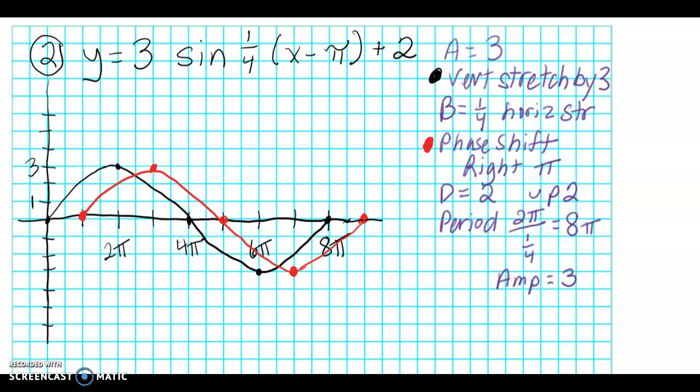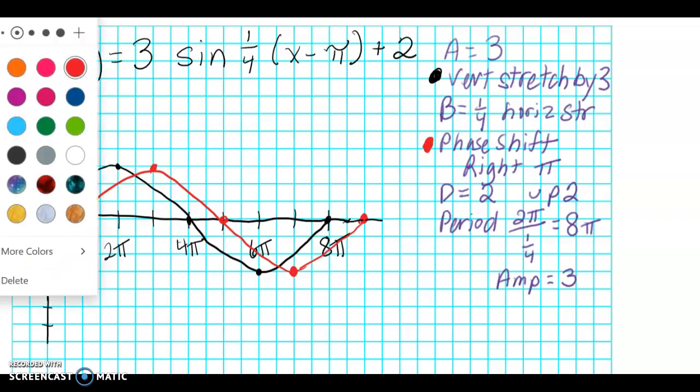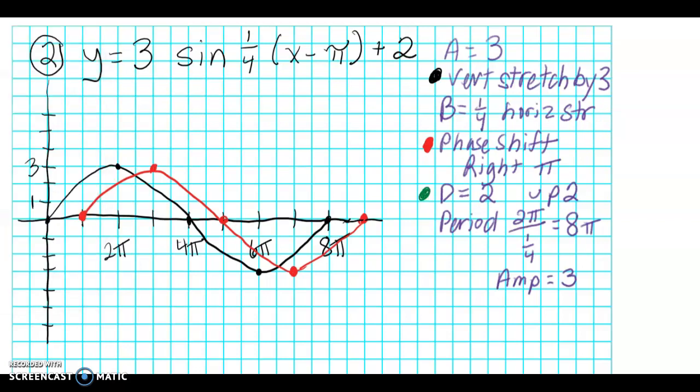Yes. Let's pick another color. And then easy enough, we'll make this one, blue might be hard to see. We'll go green. Okay, so then we're going to go up 2 as our last piece. We moved it over pi. Now we just move each point up 2. So here, 1, 2, 1, 2, 1, 2, 1, 2, 1, 2. And there's the final graph of that function.